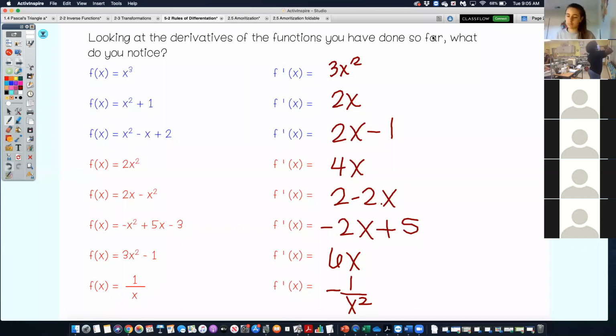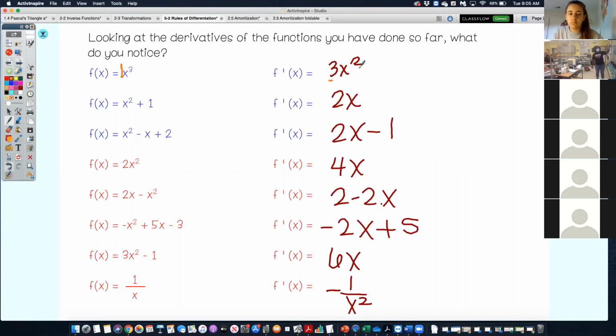What did you say? I said that the power is multiplied by the coefficient, and then one less than the power. All right, you said you multiply the power by the coefficient, and then you do one less than the exponent. Let's see. What's the coefficient for x to the third? 1. So if I multiply my exponent by my coefficient, don't I get 3? Yes. And then if I take away 1 from 3, don't I get 2?